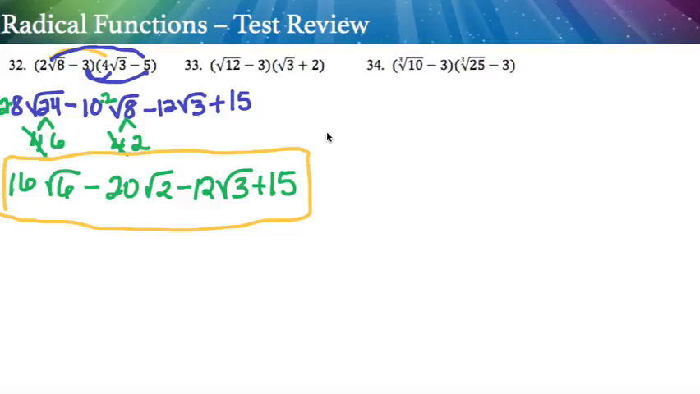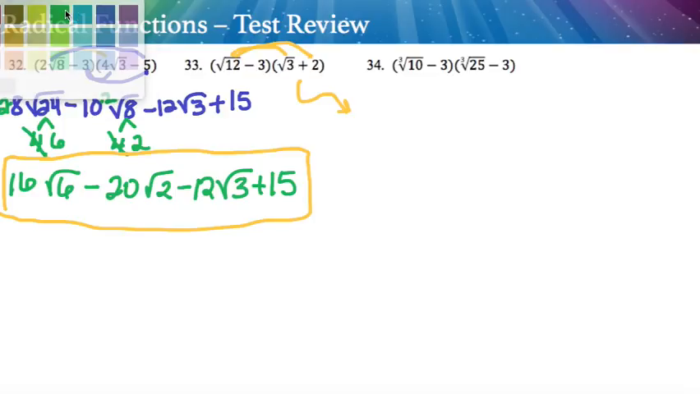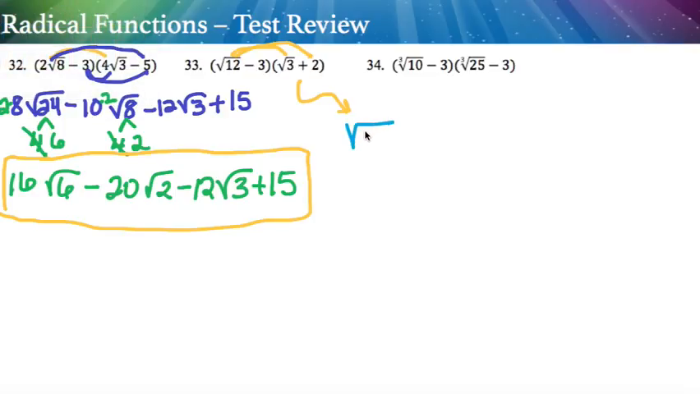Okay, so let's do number 33. We're just going to move 33 and put it right here. So again, I'm going to FOIL. This one first, and then this one. So that is the square root of 36. You know what, let's just do this in a darker color so you can see. Okay, so we've got square root of 36 plus 2 square root 12.